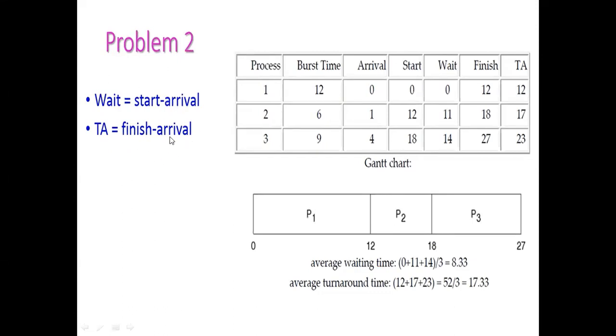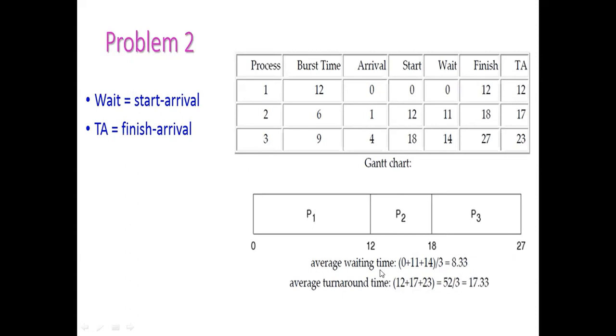Now we can proceed with the problem. What are the data given using the Gantt chart? The waiting time for the process P1 is 0, for the process P2 is 11, and for the process P3 is 14. So we need to add all these 3 waiting times to calculate the average waiting time. It is 0 plus 11 plus 14 divided by 3, we get 8.33 milliseconds.